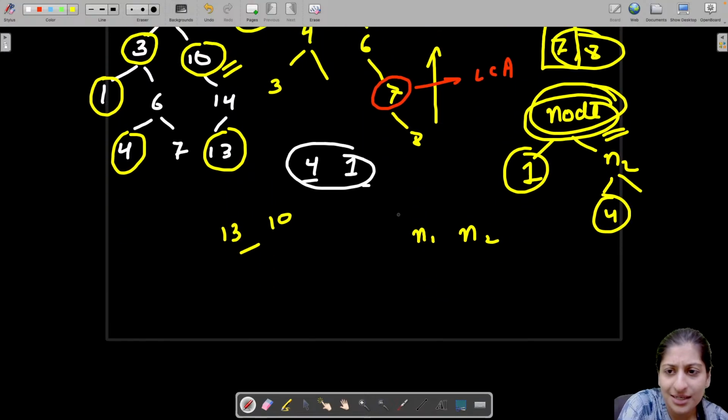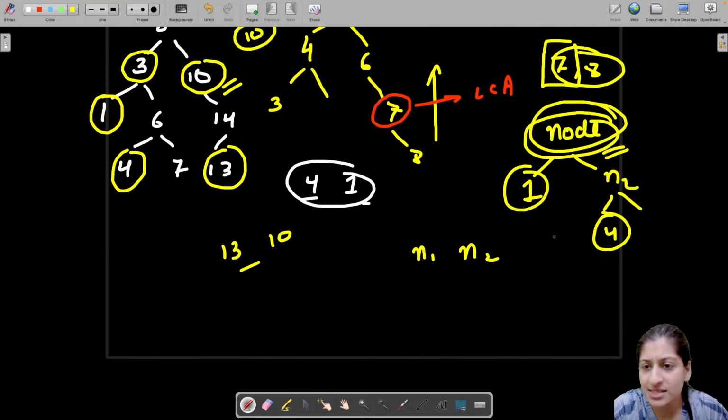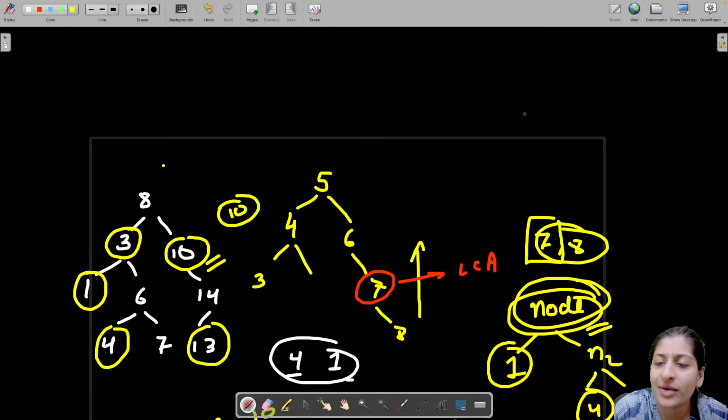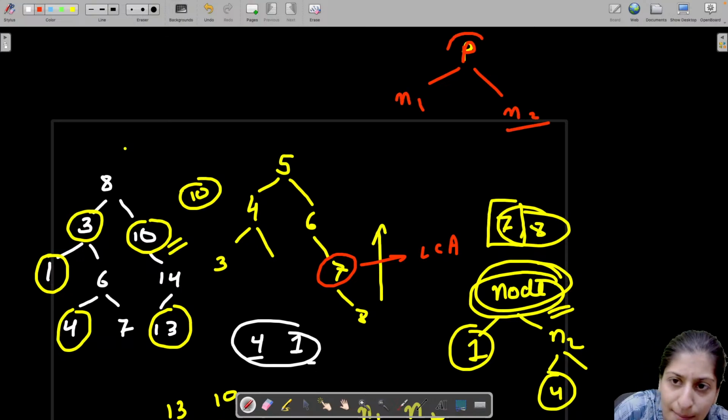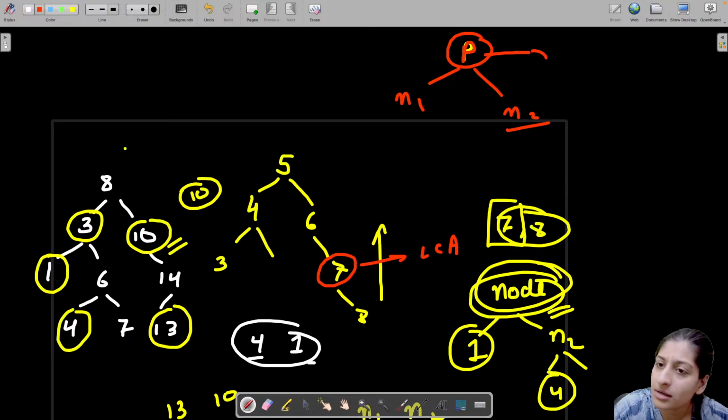There are possibilities that n1 and n2 lie on the left and right of some node. Let's say this is your parent node, and somewhere in the left n1 comes and somewhere in the right n2 comes. In that case, for example, if this is the root node, I will return root, that this is your LCA.